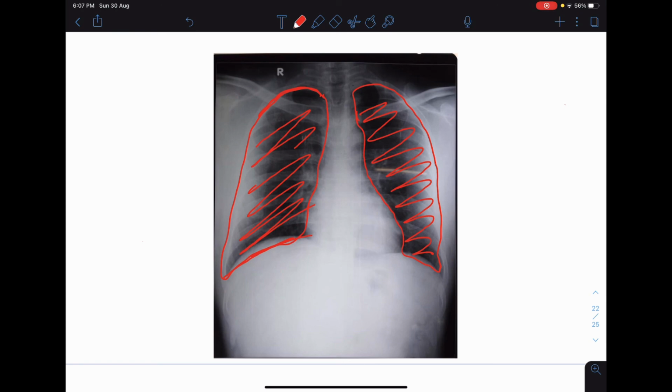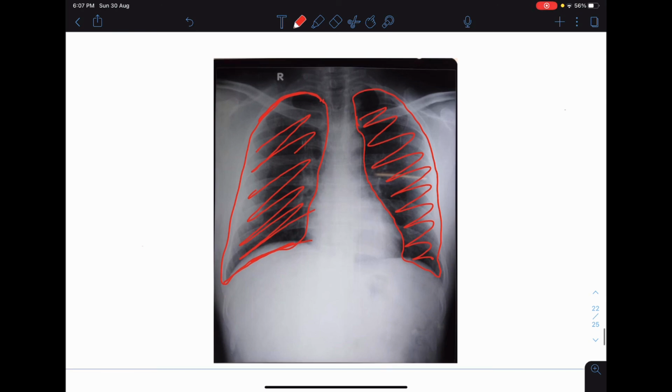So this is all about how we read a chest x-ray and what the things are that we should be looking for in a chest x-ray.